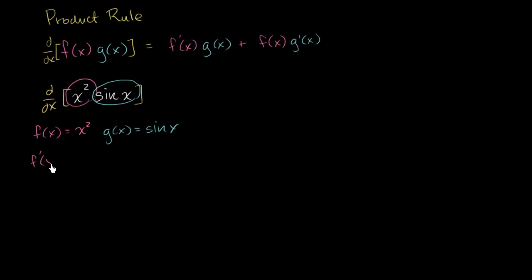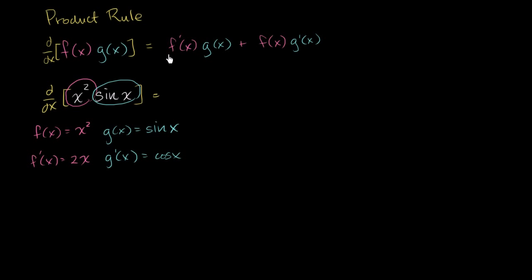The derivative of f of x is just going to be equal to 2x by the power rule. And the derivative of g of x is just the derivative of sine of x. And we covered this when we just talked about common derivatives. Derivative of sine of x is cosine of x. And so now we're ready to apply the product rule.